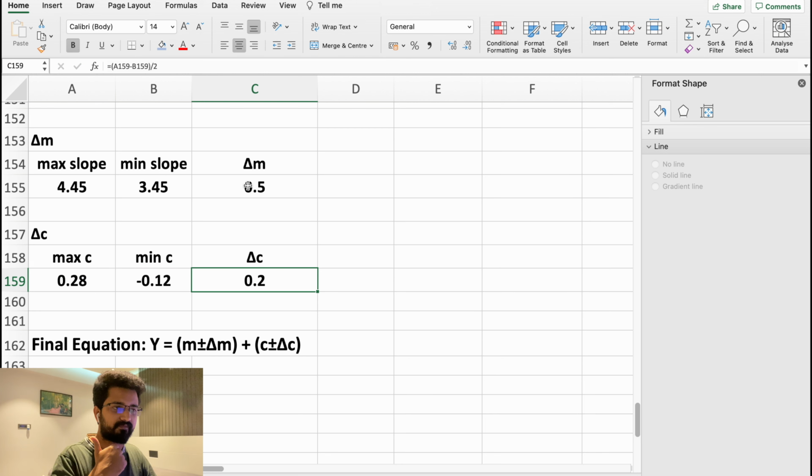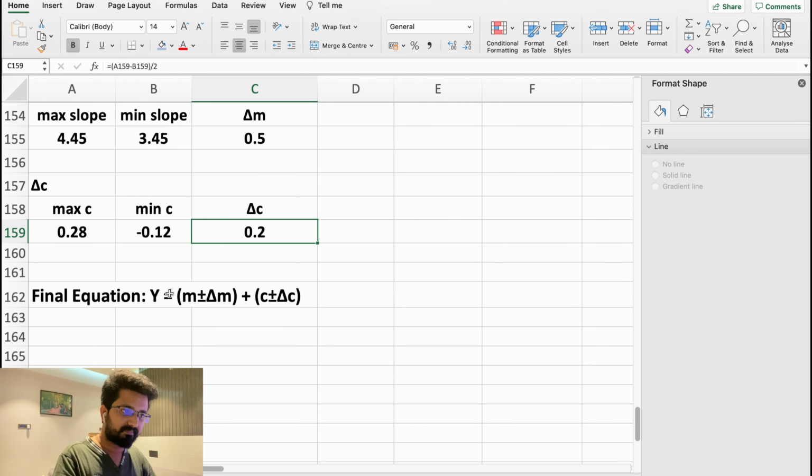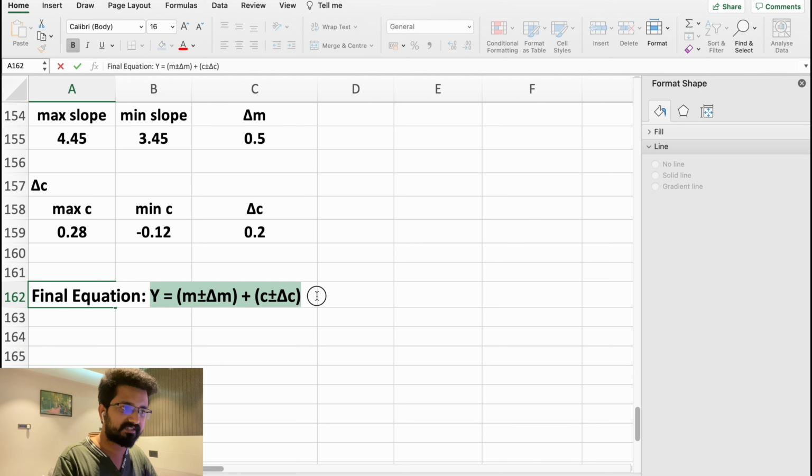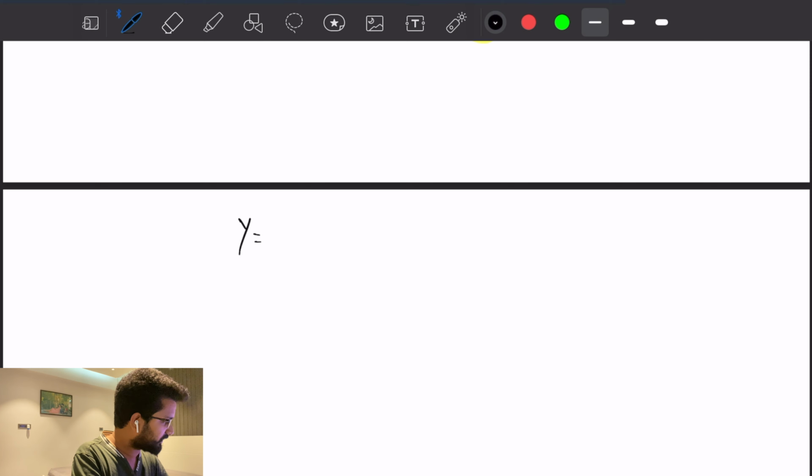I have the uncertainty in the slope. Also I have the uncertainty in the intercept. Finally, I can determine the equation in the form y equals (m plus or minus delta m) times x plus (c plus or minus delta c). So let me write it on the board over here. The line equation that I'm going to determine at the end is going to be y equals (m plus or minus delta m) times x plus (c plus or minus delta c).